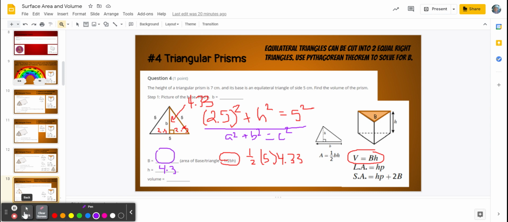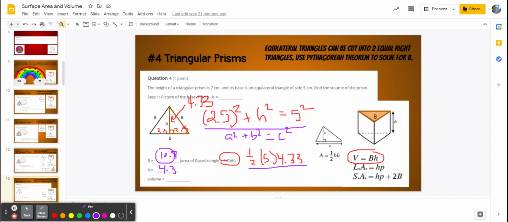And then for your volume, base times height. So 10.8. What do you get for a squared plus b squared, right? That's right. So all you're going to do once you get the base and you get the height is multiply those two things together.